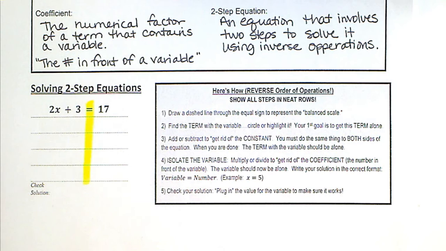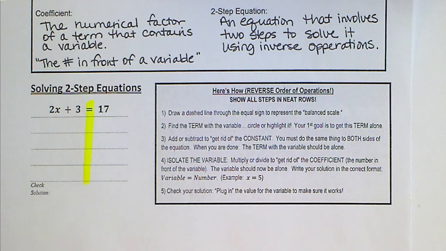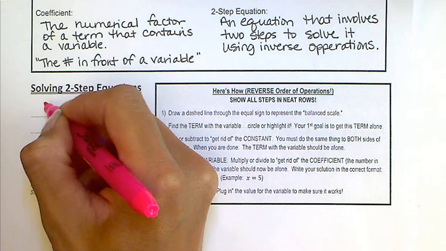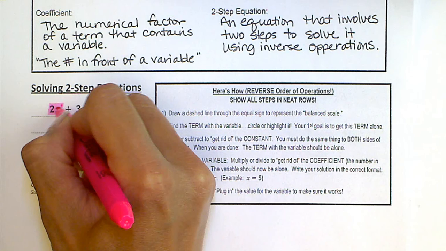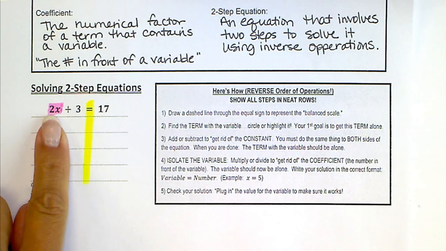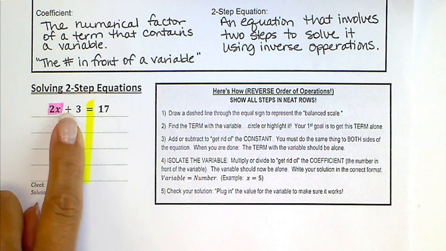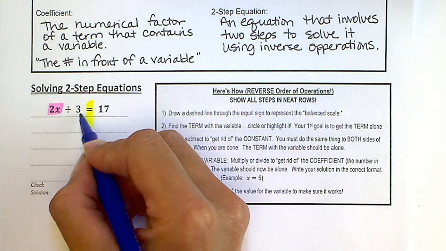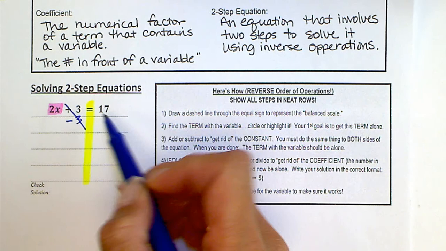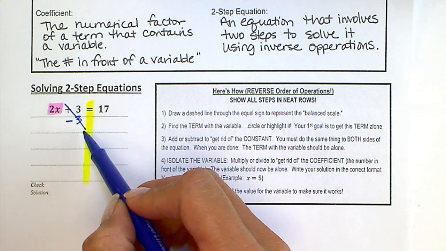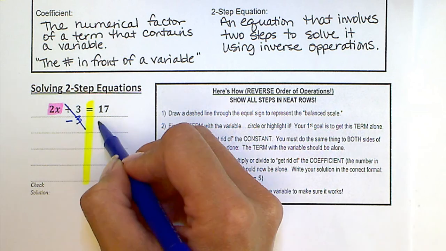Now, when you are solving a two-step equation, you're going to find the term with the variable. You can circle or highlight it. So I'm going to highlight this. Now, this means I want to get the 2x by itself. So I need to move the 3 to the other side. And we use the inverse operation. So the opposite of adding 3 is to subtract 3. Now, the reason why I cross this out is because 3 minus 3 is 0. So it's not there anymore. But if you do it on the left side, you have to do it on the right side.